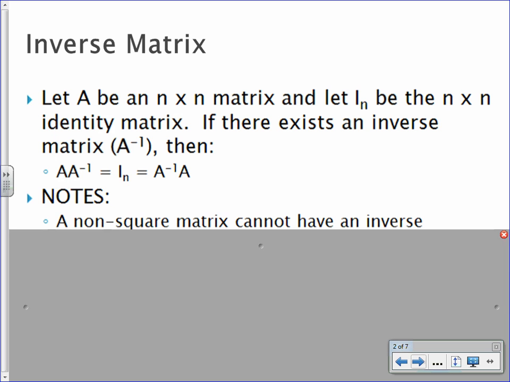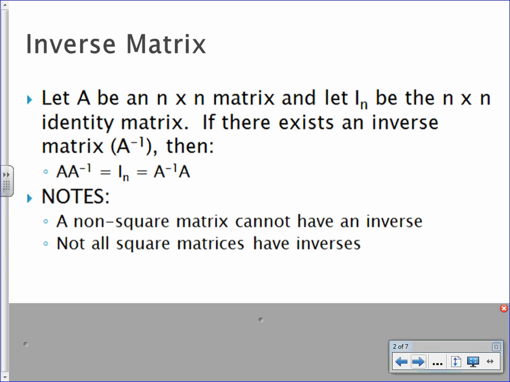Okay. A couple notes. A non-square matrix cannot have an inverse, and not all matrices have inverses. Not all square matrices. There are going to be times where an inverse doesn't exist. So a matrix is very special if it has an inverse. First of all, it's square. Second of all, not all square matrices have inverses. So it's pretty special if it does have one.